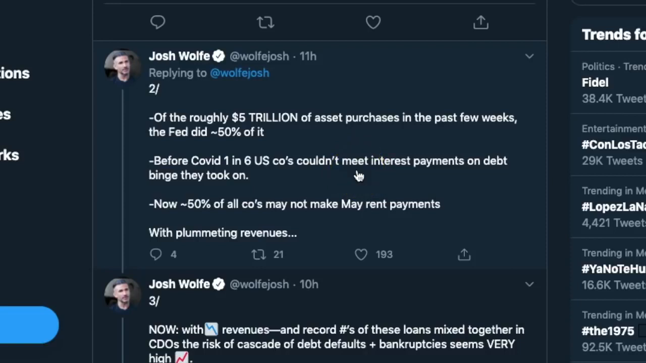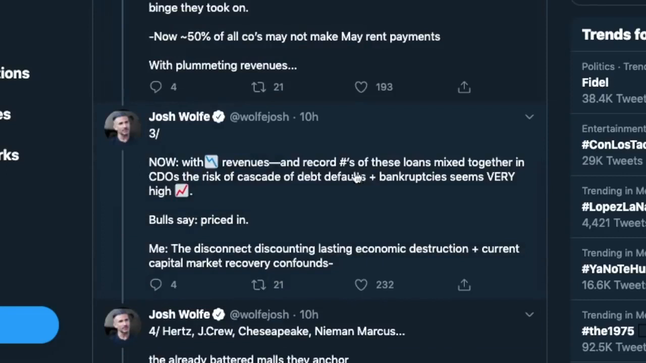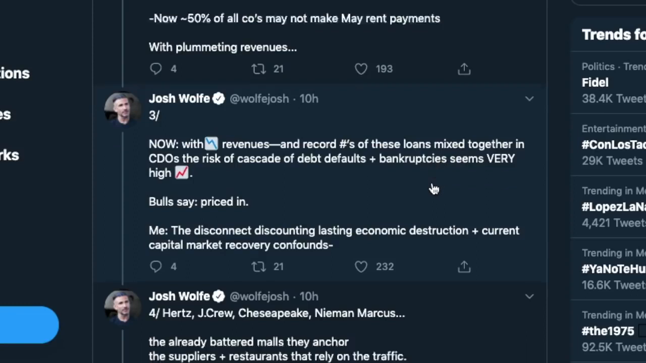Forget about the principal. 1 in 6 companies, now 50% of all companies may not make May rent payments with plummeting revenues. Think about that. 50% of all companies are not able to make their May rent. And obviously, with the state of the economy, they have no revenue coming in. Now, with declining revenues and record numbers of these loans mixed together in CDOs, the risk of a cascade of debt defaults plus bankruptcies seems very likely.